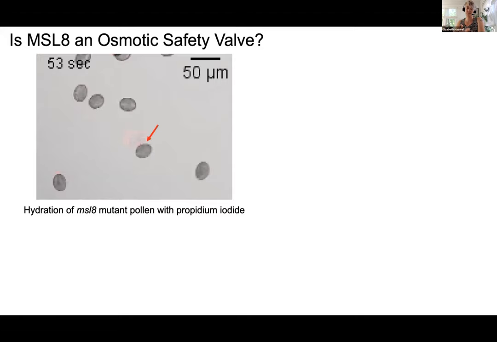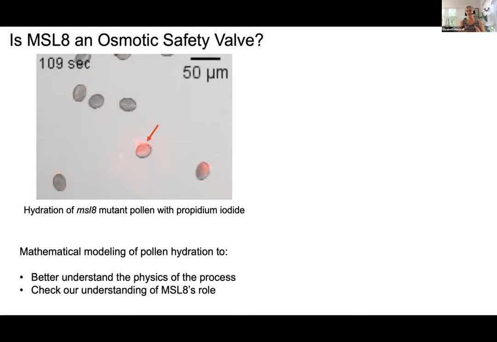And this is something that we see fairly often in MSL8 mutant pollen, but we really don't see that often in wild type pollen. So we think it's an osmotic safety valve, but we don't know. And what we really wanted, just a couple years ago, inspired by Wallace and by this group, we decided we really wanted to better understand the physics of the process and to mathematically check our gut on what was going on with the role of mechanosensitive channels in this whole process.